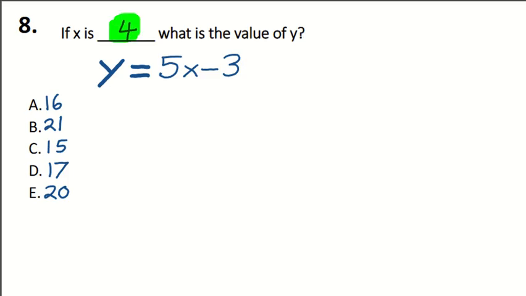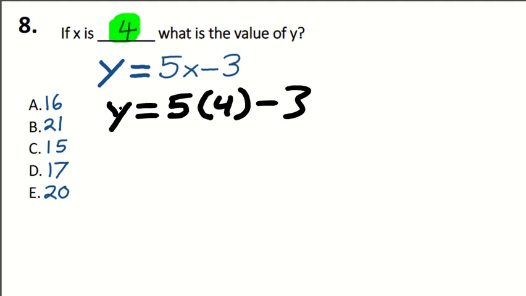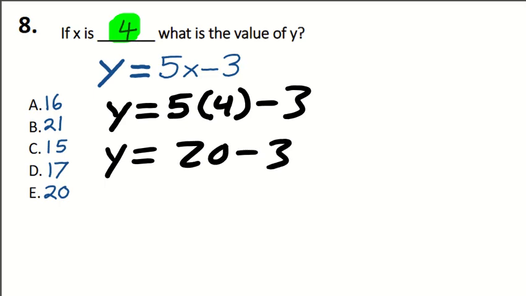What if the value of x is 4 with this particular equation? Let's go ahead and plug in our 4. So y equals 5 times 4 decreased by 3. Now, we know that 5 times 4 is 20, which leaves us 20 minus 3, and we know that 20 minus 3 is 17. So it's safe to say when the value of x is 4, then the value of y is 17.